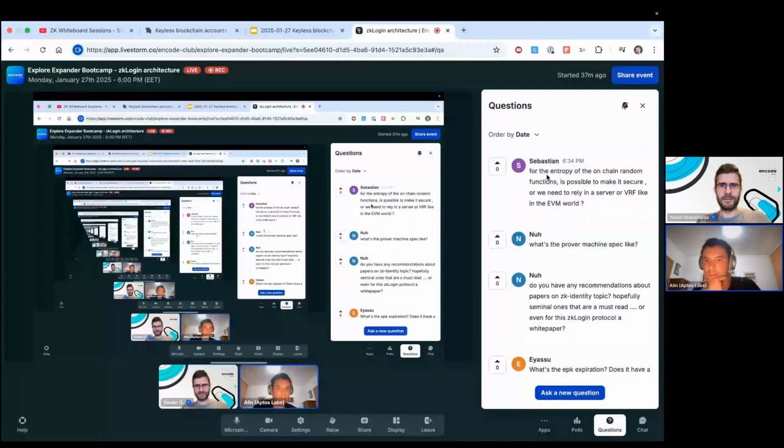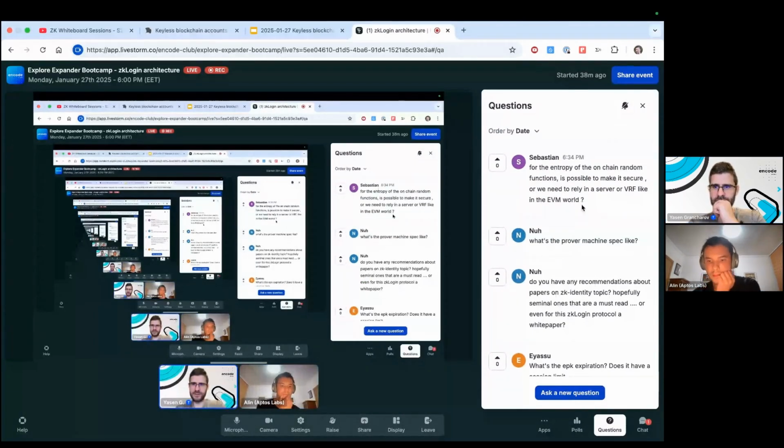For the entropy of the on-chain random functions, is it possible to make it secure or need to rely on a server? I'm confused. Is this a question about the on-chain randomness feature, or what entropy is being asked about here? We do have on-chain randomness, but it's sort of orthogonal to this whole talk. Is this question about the VRF behind the Pepper service? Can the person clarify? It's a question about VRF behind Pepper.